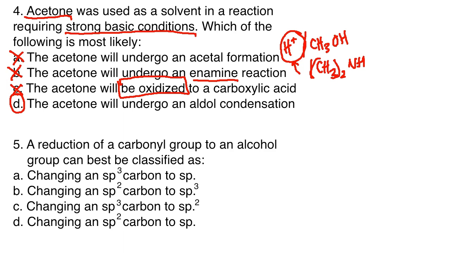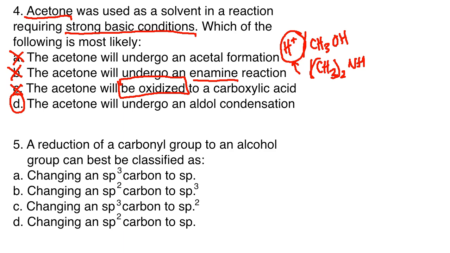The acetone would likely undergo an aldol condensation. So a side reaction you have to be careful about is if you use acetone as a solvent and then you choose to bring in a strong base like hydroxide or something else, you could potentially start having aldol condensations that are occurring instead of the desired reaction.